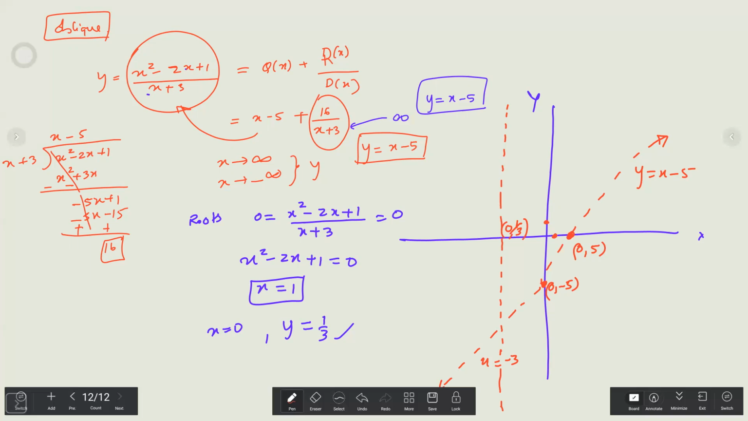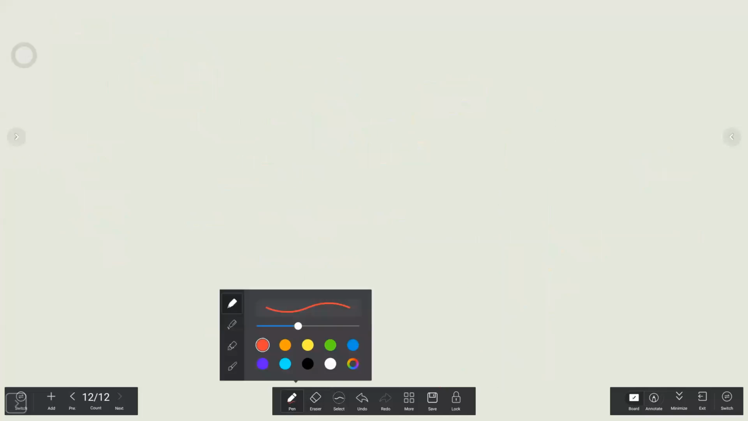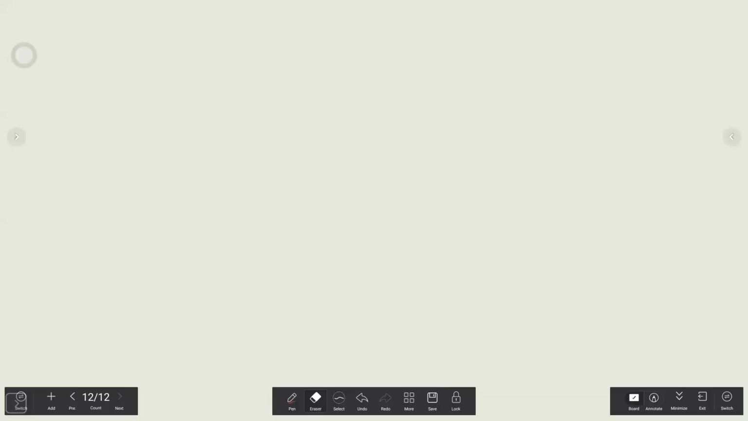Now you sketch the graph parallel to the vertical asymptote as well as parallel to the oblique asymptote. You know that you can't go below the x-axis because then you'll have two roots. If I draw the graph here, I'll have another root, which is not possible. So where is the graph finally? It is basically in this part.